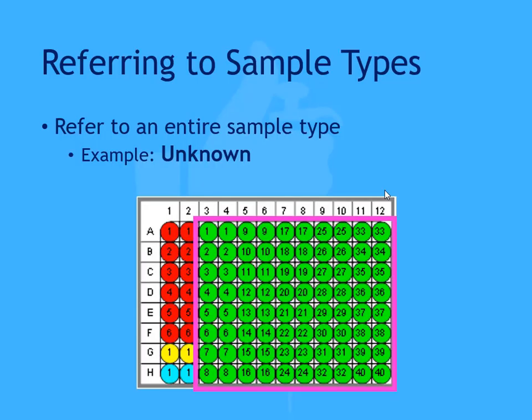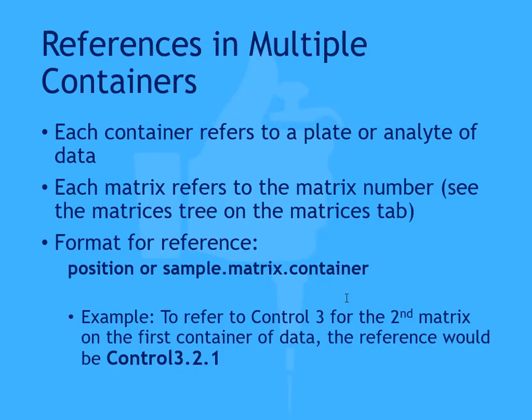For example, the unknown group would refer to all of the unknowns on your plate regardless of the plate layout. When working with assays with multiple containers, you can refer to a particular position or sample on a specific container. Containers refer to different plates or analytes in a multiplex assay.